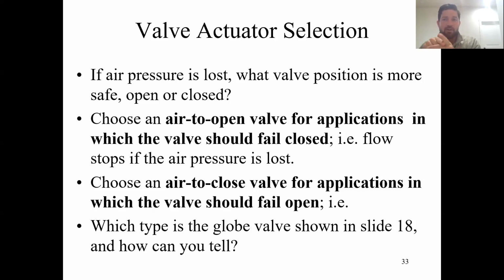The selection of air to open or air to close is going to be important because it's going to determine how we set up the controller, right? Controllers output numbers. You can't tell it to switch between a positive and a negative number. So if an increase in the controller output causes a decrease in flow, that's very different performance than if an increase in air pressure causes an increase in flow, right?